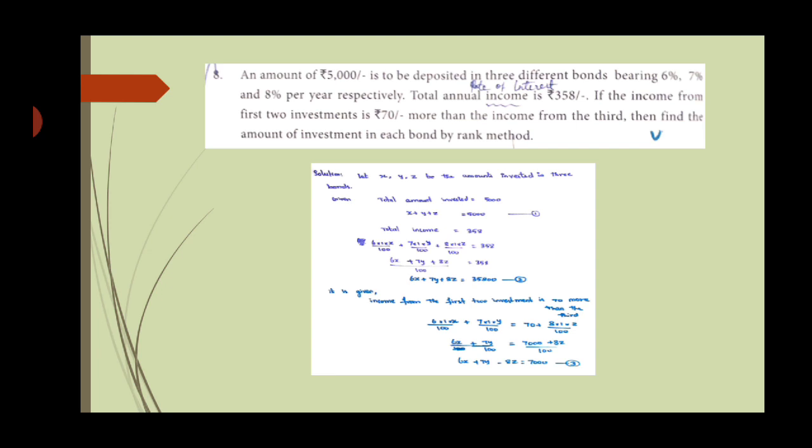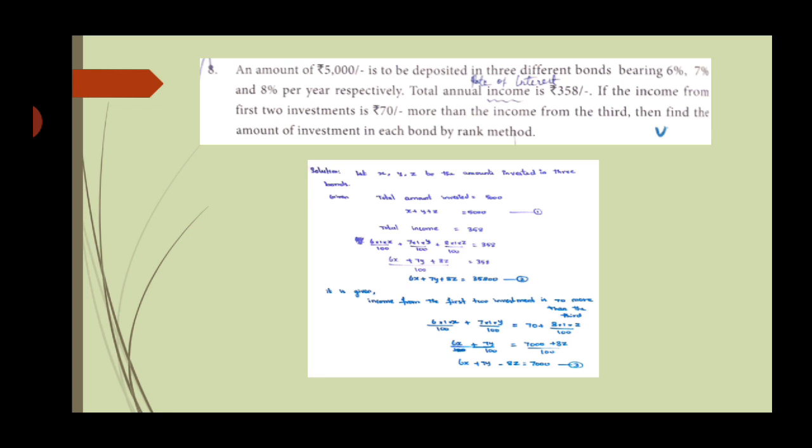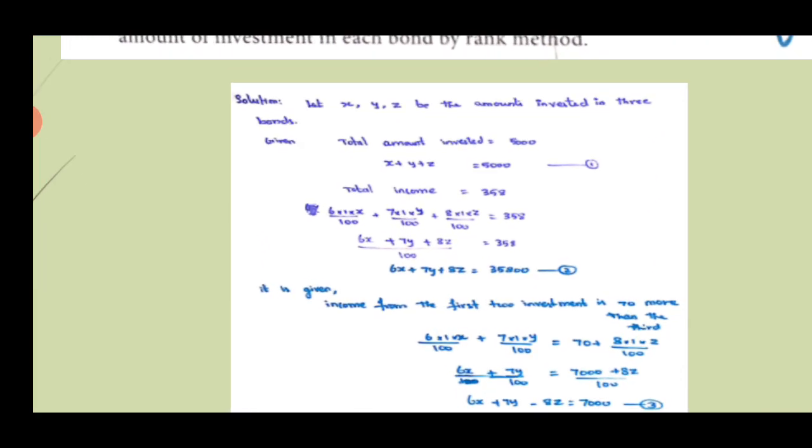Actually, I'm having 5,000 rupees for an example, and I have to split the 5,000 rupees into three amounts, and invest them in different bonds, and each bond is giving me a different return. In the first bond, I'm getting 6 percentage, in the second bond 7 percentage, and the third bond 8 percentage. But I do not know what amount I'm investing. So that we have to find using the hint. Let me take the first amount as x, second amount as y, and third amount as z. So let x, y, z be the amounts invested in three different bonds.